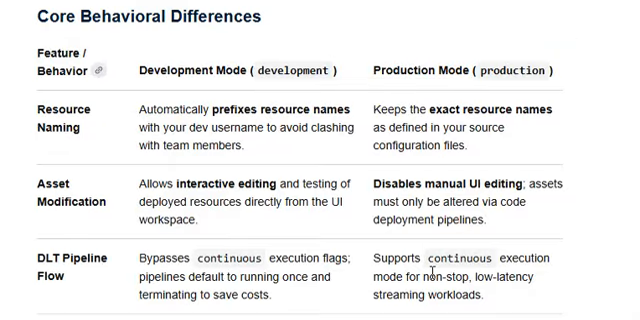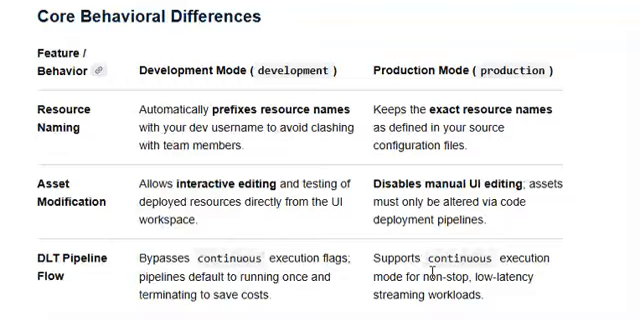One is the resource naming. In the resource naming, in the development mode, it automatically prefixes all the resource names with the development username. That is to avoid clashing with team members. Whereas in the production mode, it uses the exact resource names as defined in your resource or configuration files.